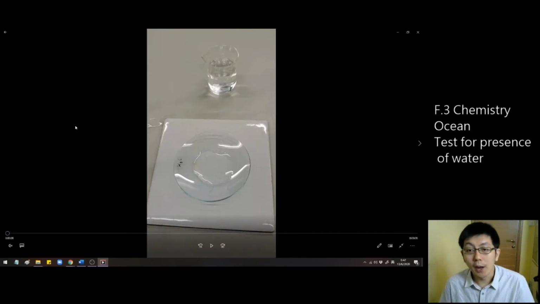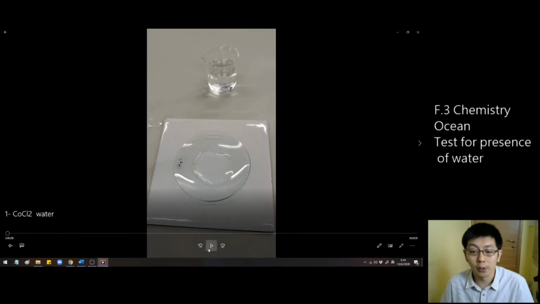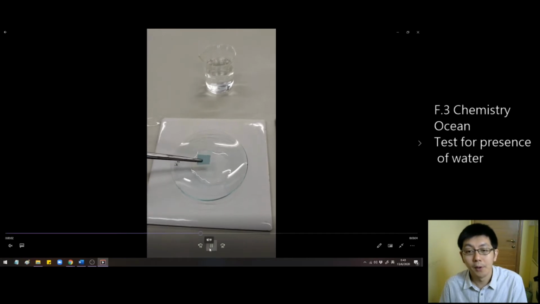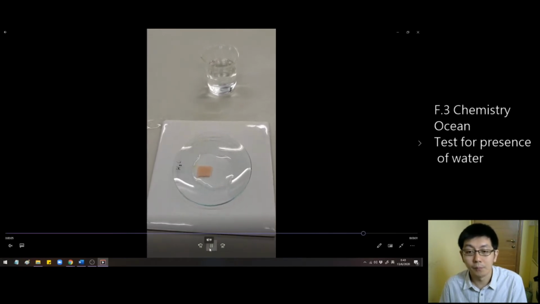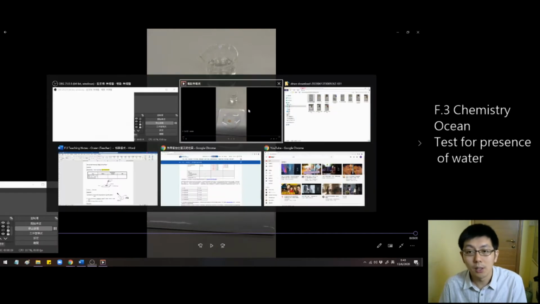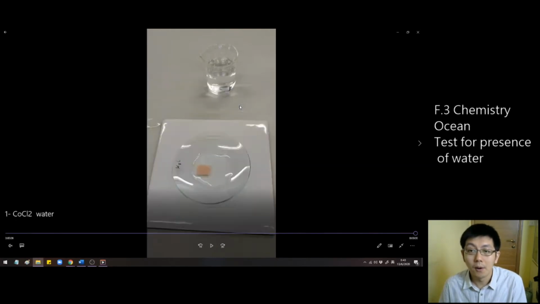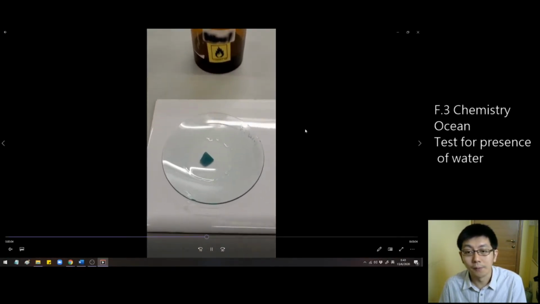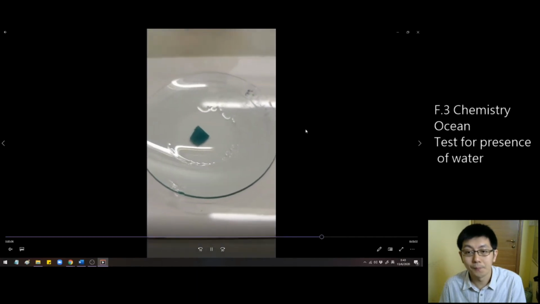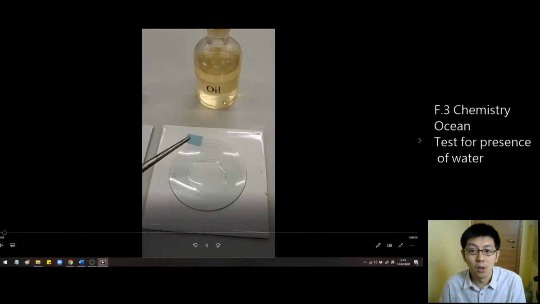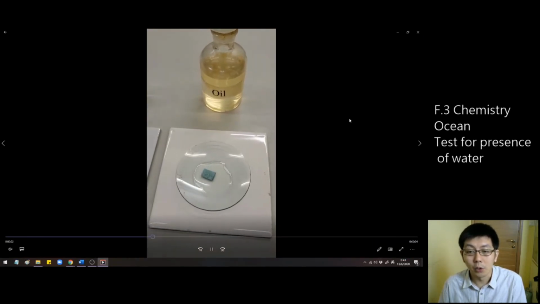Here we have some water added on the watch glass, and we'll put the dry cobalt chloride paper to the water. Let's see what will happen. This is a cobalt chloride paper. We've put it in the water. This is a color change. Okay, next. Putting the paper into the alcohol, the ethanol. And next, putting the paper into oil.